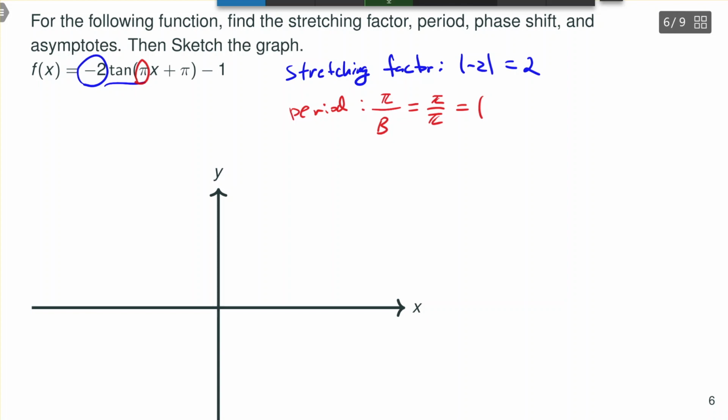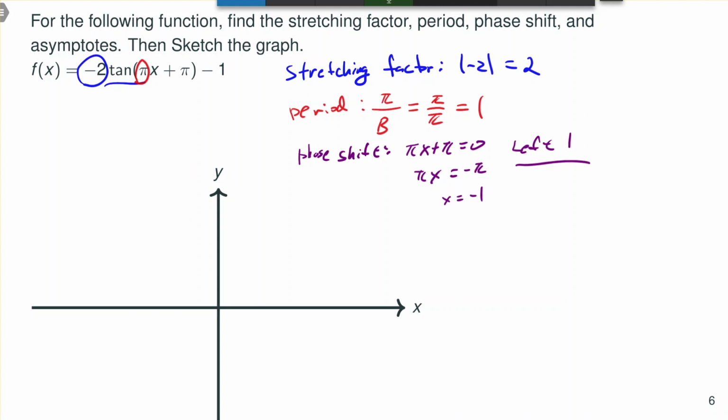Phase shift is similar to sine and cosine, where we make whatever is inside equal to 0. So solve pi x plus pi equals 0. Pi x equals negative pi, divide by pi on both sides, x equals -1. So the phase shift is left 1 radian.